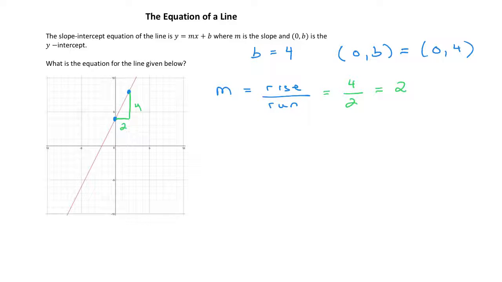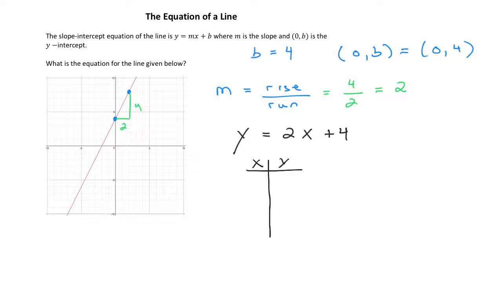If you know these 2 values just by looking at the graph, we can write the equation y equals 2x plus 4, and that would represent the graph for this line. So let's verify that this is in fact true. We'll set up a table of values and choose some numbers for x and solve for the corresponding y values.